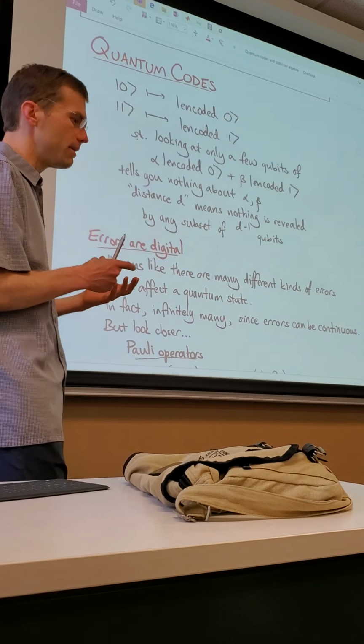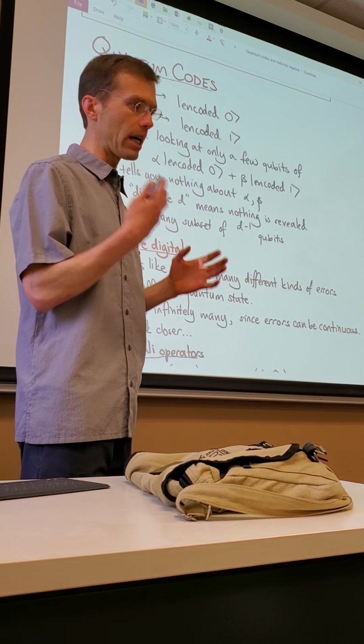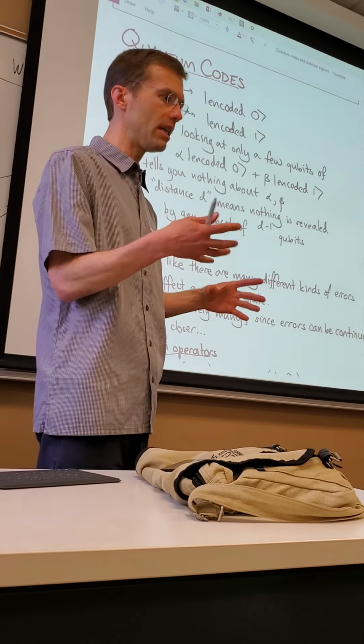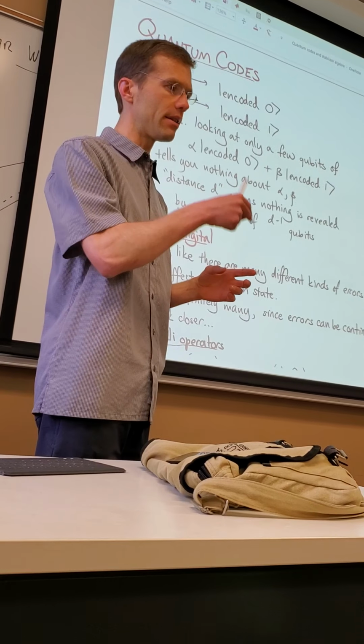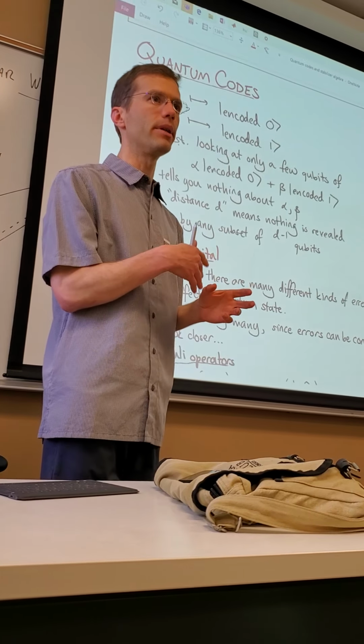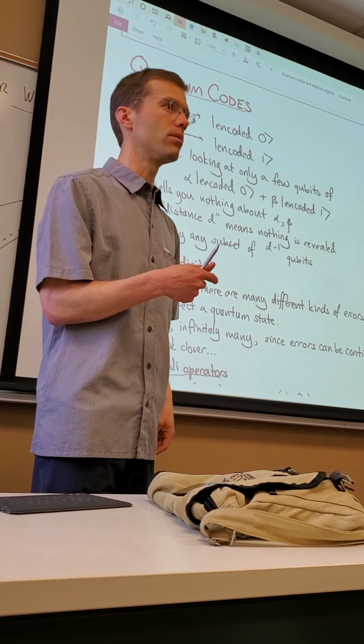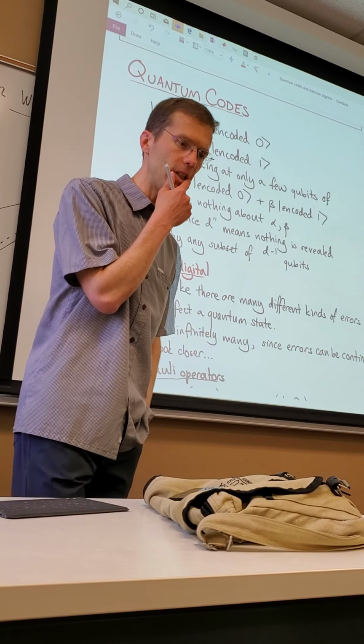Yeah, so a distance d quantum error correcting code means that if your adversary, or the environment, or anybody looks at any set of d minus 1 or fewer qubits, they learn nothing about the encoded state. So how can you say that formally?